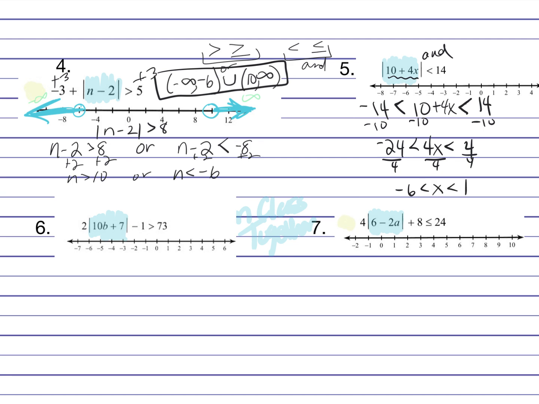Okay, now we're going to put that on a number line. You and me go together. So negative 6, open circle, negative 6. Positive 1, open circle. You and me go together. And then I'm going to write my interval notation. Reading from left to right, it starts being blue at negative 6 with an open circle, and it stops being blue at 1 with an open circle. That's my answer for number 5.